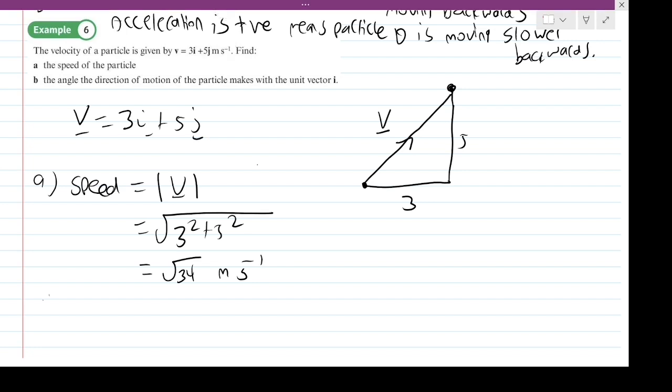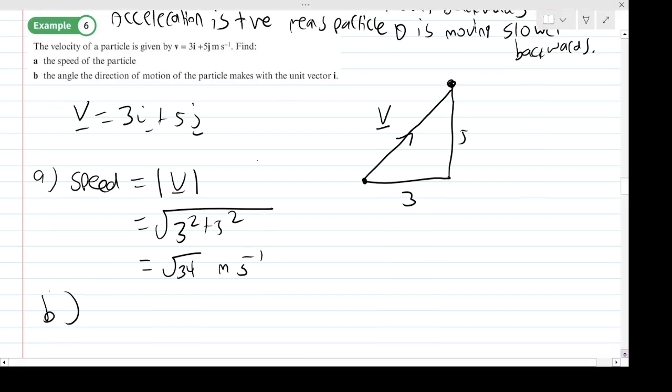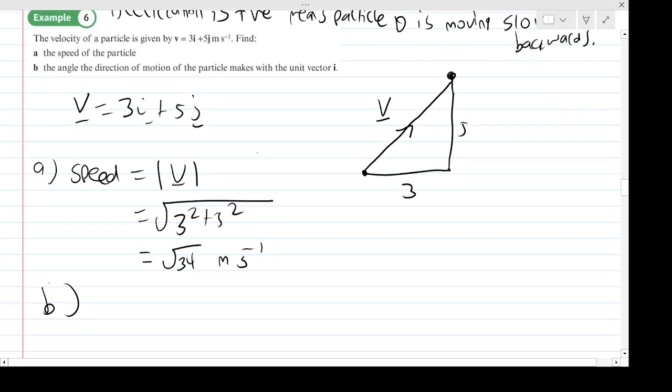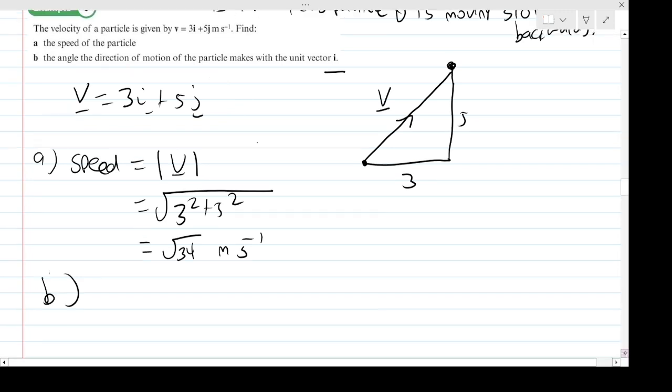Then part B says find the angle of direction of motion the particle makes with the unit vector i. Again, we did look at examples like this in pure maths. If you haven't already seen an example like this, i is basically the x-axis. So if we plot this on a coordinate grid, 3i and 5j.